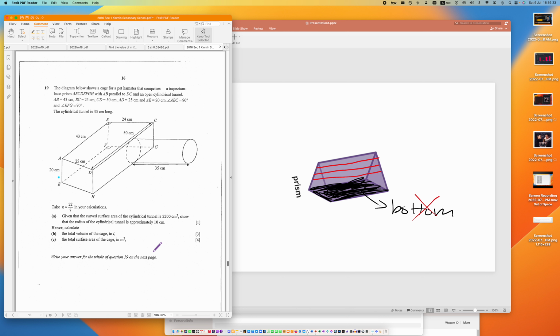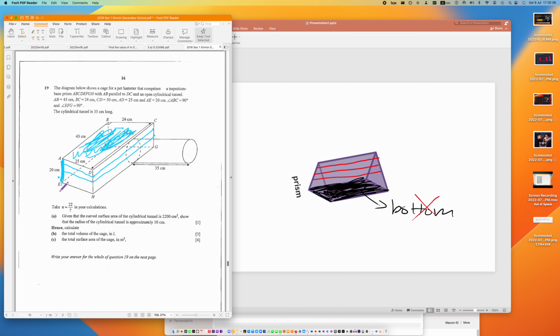So basically they ask you the curved surface area also. Let's see. A trapezium base prism. So this is a prism lah. I think the layer is the same here. Is it trapezium? Yeah, so this is the trapezium. And then the height is this. Yes, because only if you slice it like this then you have a uniform layer.